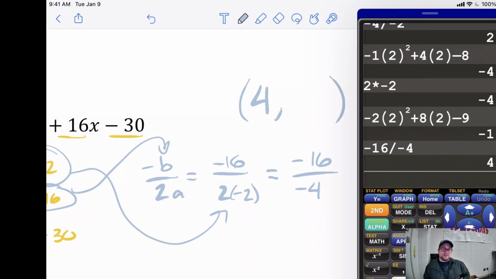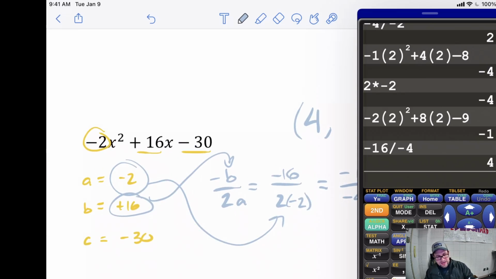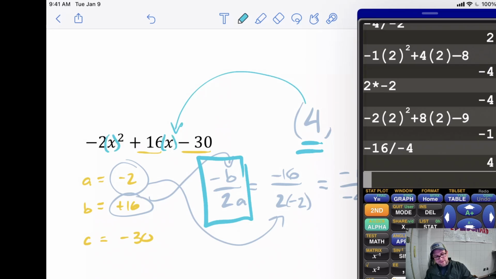Once you get that x coordinate, ladies and gentlemen, it is your job to go back and plug it in, right? So first, let's just think steps here for a second. Our first step is always to use this formula. When I use -b over 2a, that's going to give me the x coordinate of my vertex, which we just found. As soon as you get the x coordinate, put parentheses around the original and plug in that 4 wherever you see an x.